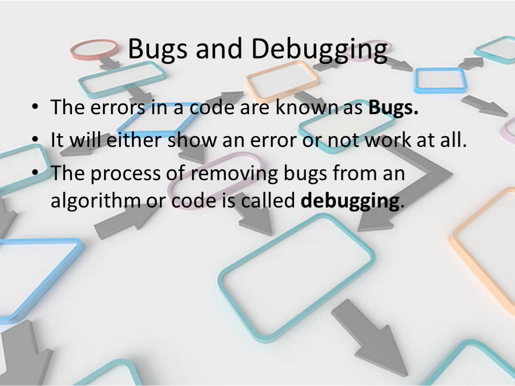What are bugs and debugging? Bugs are the errors that are found in a code. It will either show an error or not work at all. The process of removing bugs from an algorithm or code is called debugging, that is, the process of removing different kinds of bugs from the code.